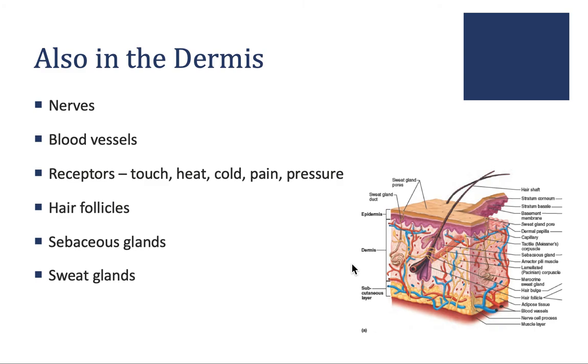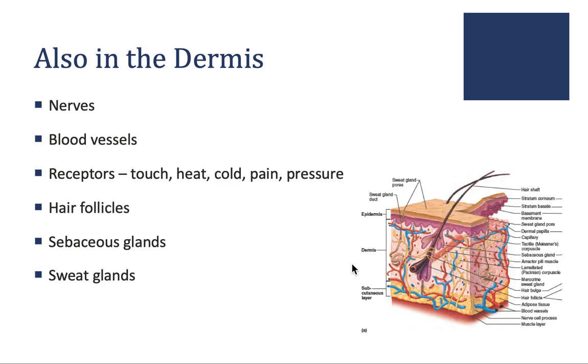Additionally, we have our collagen and elastic fibers, but in addition to that, we have nerves, blood vessels, and receptors that we just mentioned. We also have hair follicles, so the hair originates in the dermis or in the border between the dermis and the hypodermis. And then you have sebaceous glands, which are going to produce sebum or oil. And then lastly, you have sweat glands.